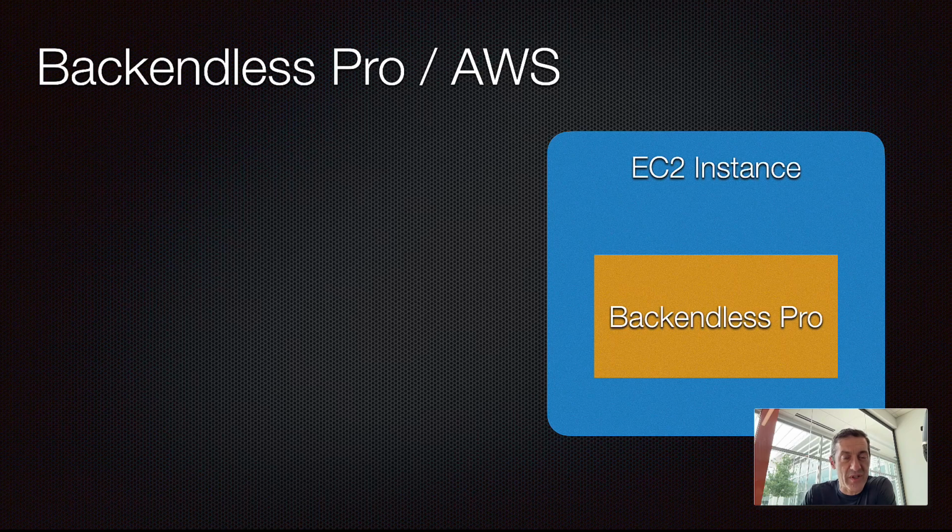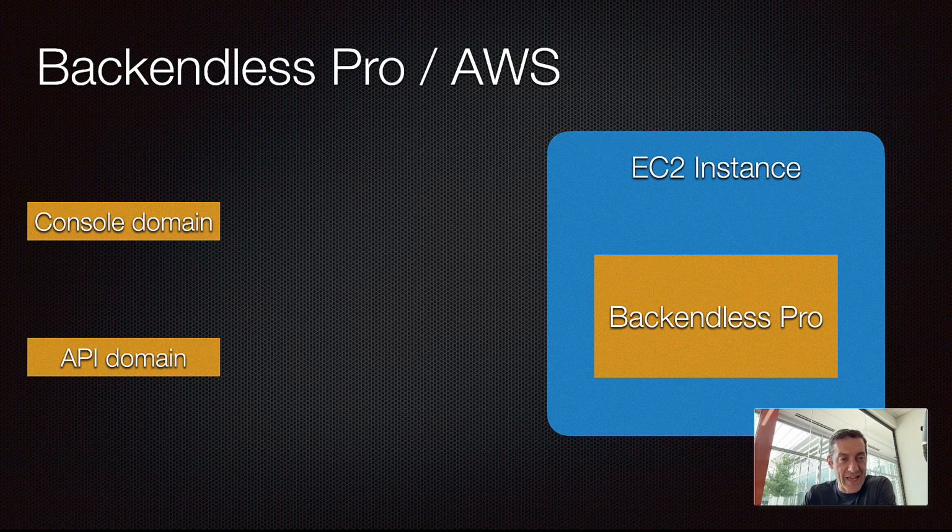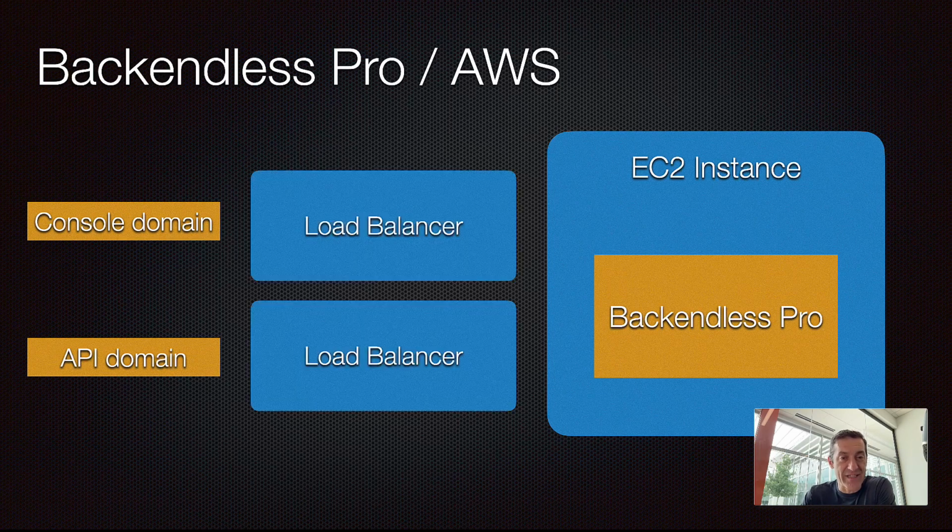The EC2 instance will be started. It will host the Backendless Pro technology stack with a bunch of processes that make up the actual product. Then we will allocate the domains and configure load balancers where requests for those domains go into the load balancer, and then load balancers route the traffic to Backendless Pro. So now let's switch to the Amazon console and start working on this.